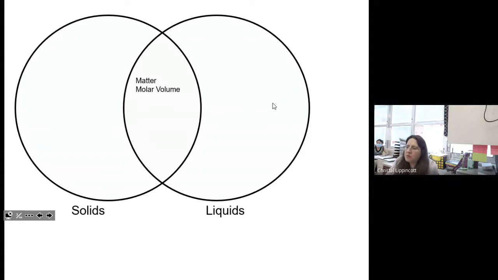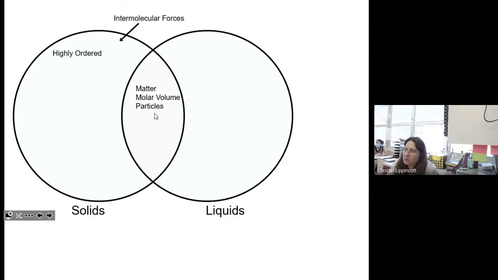So when we talk in terms of solids and liquids, they both are matter. They both have volume. We can actually get volume with them. I mean, you can get volume of gas too, but the volume of the gas is going to take up whatever size of the container it is. They both consist of particles.